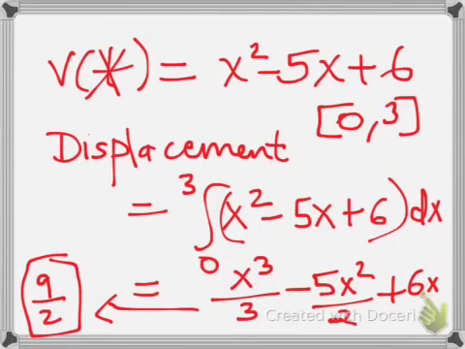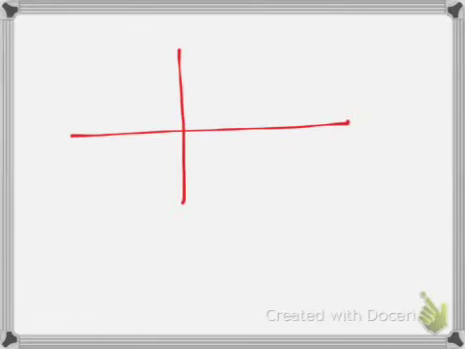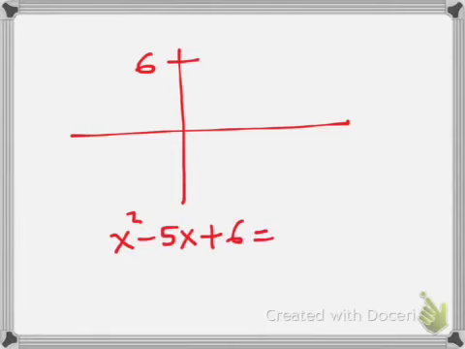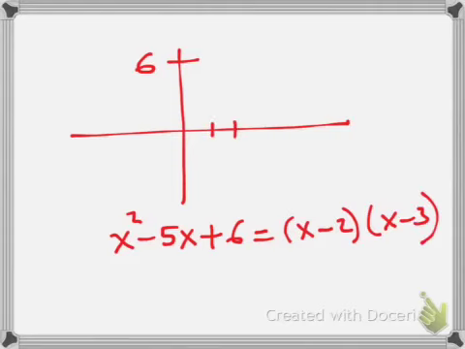But let's look at the total distance covered if an object moved with this velocity function between 0 and 3 seconds. If I look at the graph, it's a parabola, x squared minus 5x plus 6. At 0, the point is 6. You know it can be factored as x minus 2, x minus 3, so it crosses at 2 and 3. And I'm only looking between 0 and 3 seconds. So something like this is going on, right?